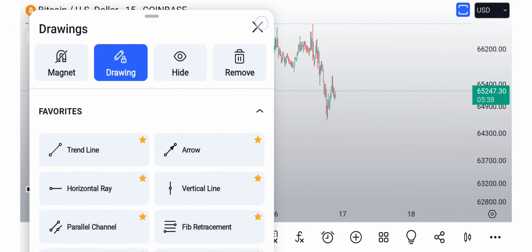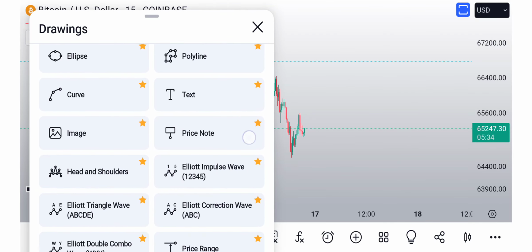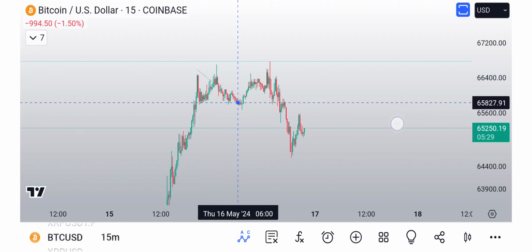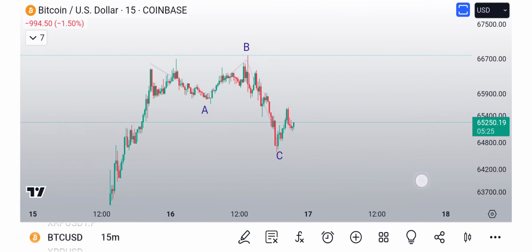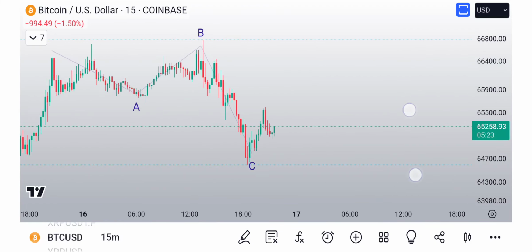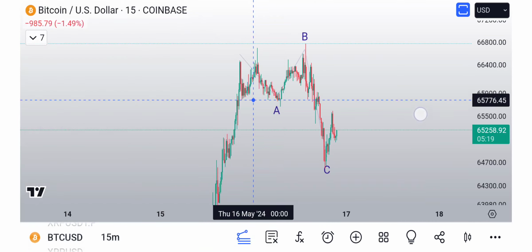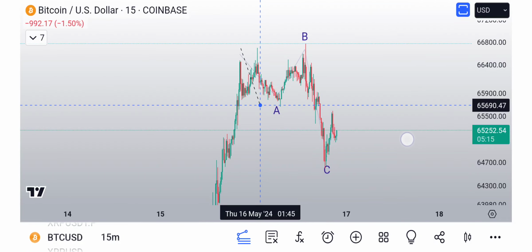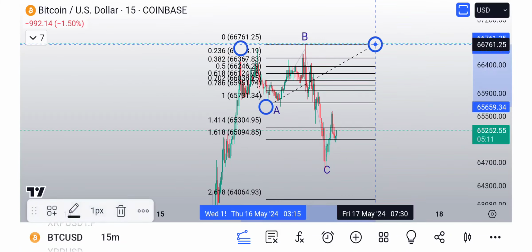We have a really, really nice ABC here. So the question is, is it finished? Right? It could be finished, right? So let's do this. I'll take a trend-based fib extension. I'll put it right here, and I'll go to the bottom of the A wave, and then I'll drag it all the way up to the top of the B wave.